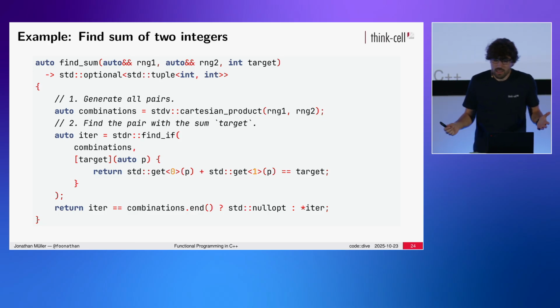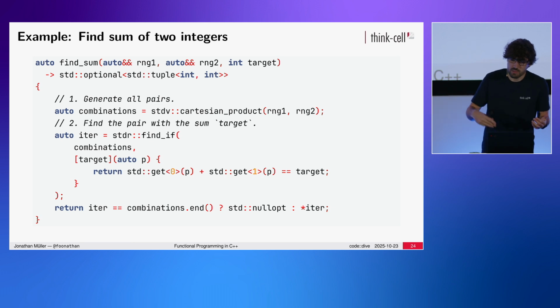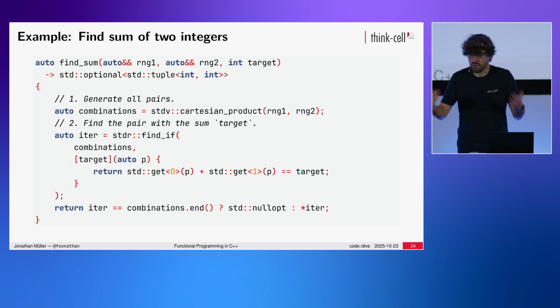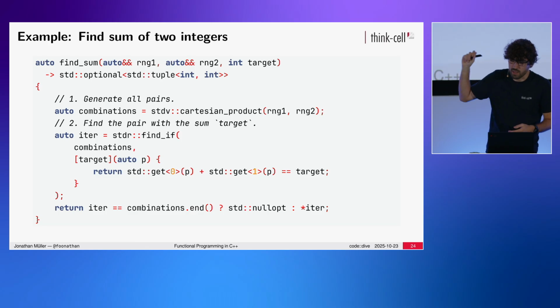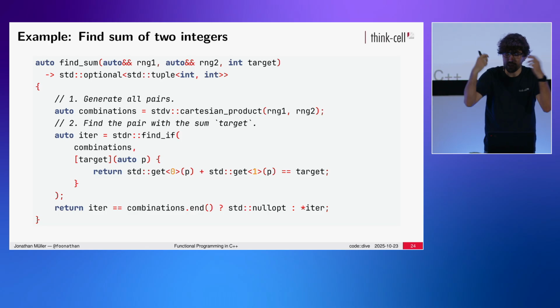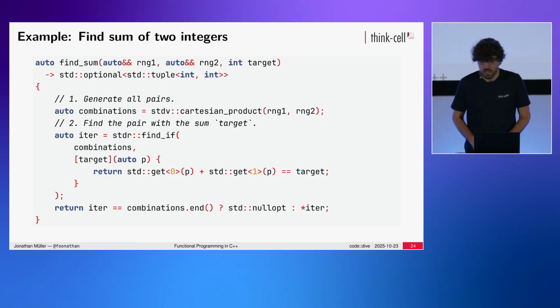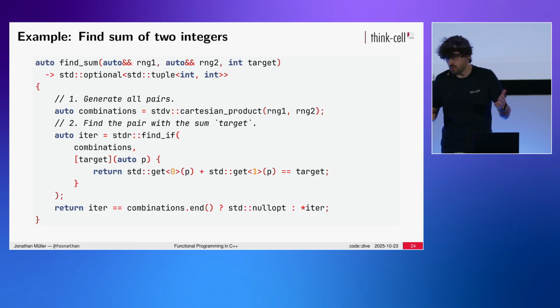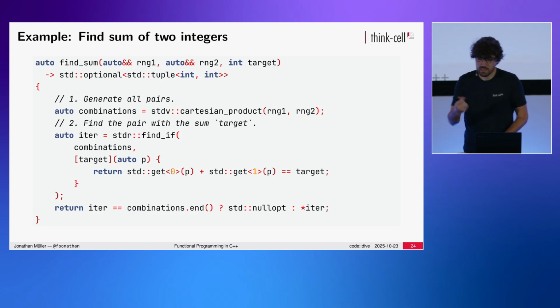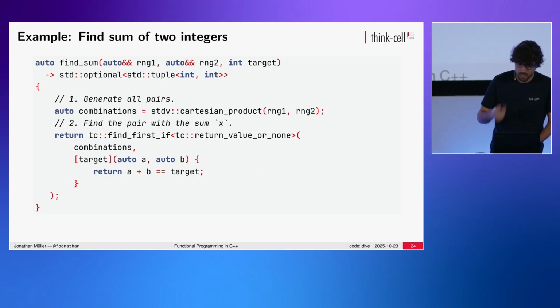Now, unfortunately, this code is a bit clunky. findIf works with iterators, and we want an optional of the value, so we have to do the weird check at the end there. And then also, we're getting pairs, so we have to use get to extract the values and check the target, which is a bit ugly. At ThinkCell, we really want to write code like this, in this functional programming style, but this is a bit ugly. So we've got our own algorithms that are a bit more convenient to use.